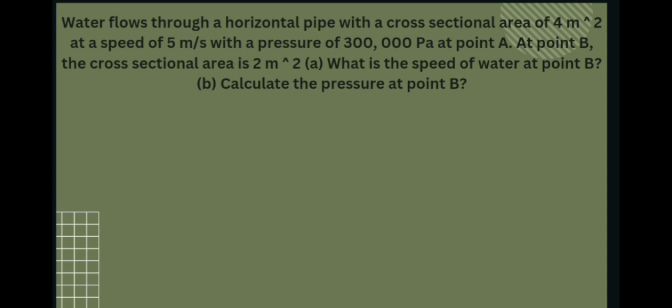So, if the cross-sectional area decreases, what's going to happen to the speed of the fluid? Anytime the cross-sectional area decreases, the speed of the fluid increases.